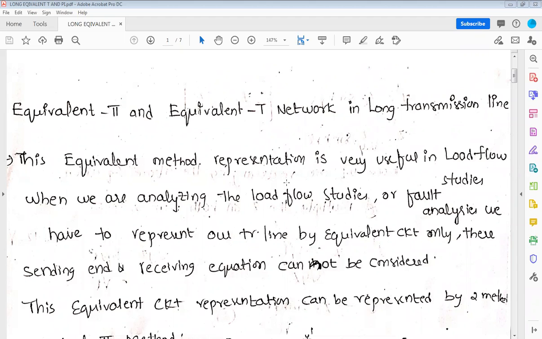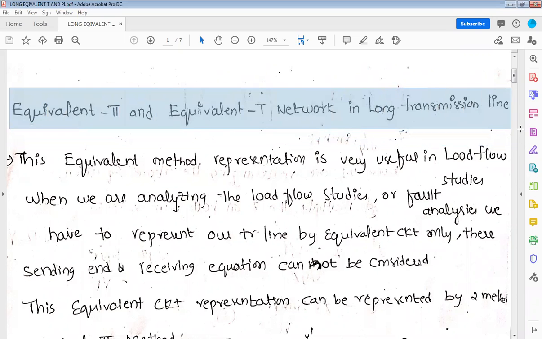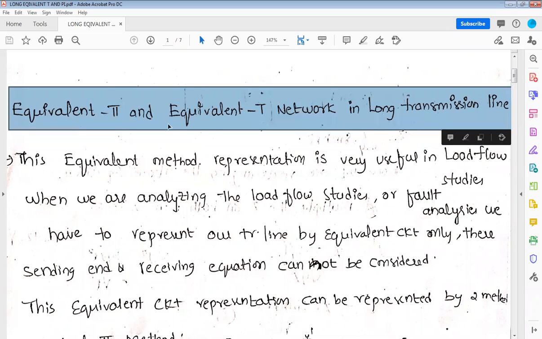In yesterday's class, we went through the long transmission line, a rigorous method to find the long transmission line parameters, the A, B, C, D parameters. Continuing with the long transmission line, we are going to find the equivalent pi and equivalent T network, as we have seen the equivalent pi and T methods in the medium transmission line also.